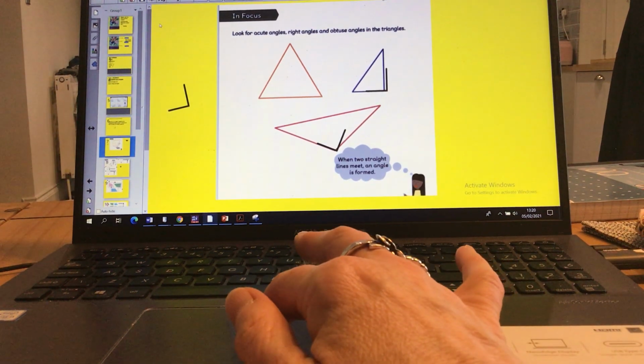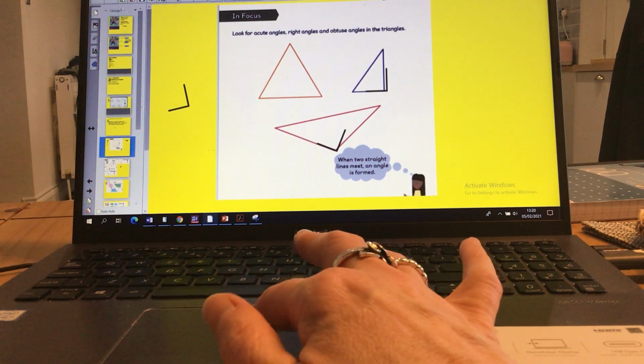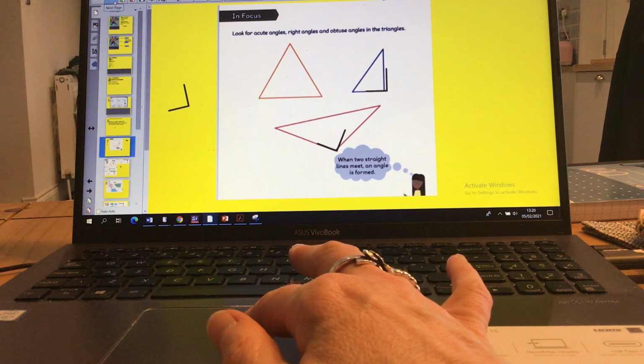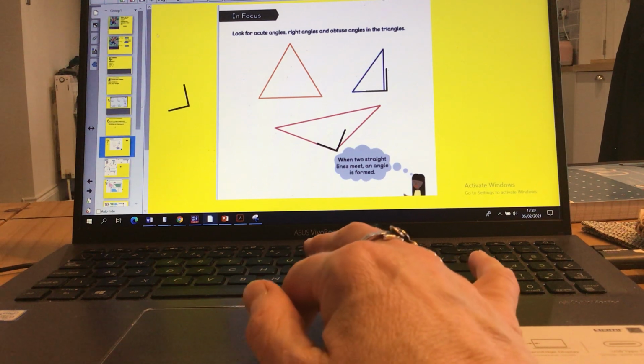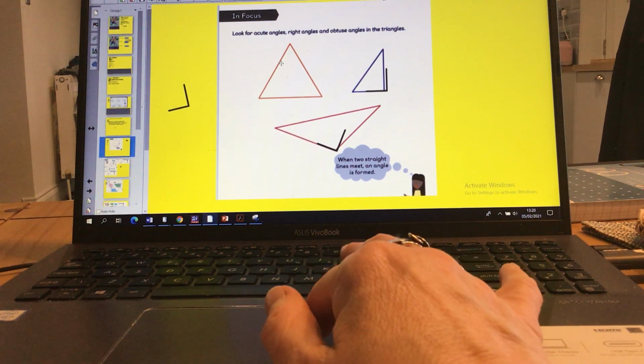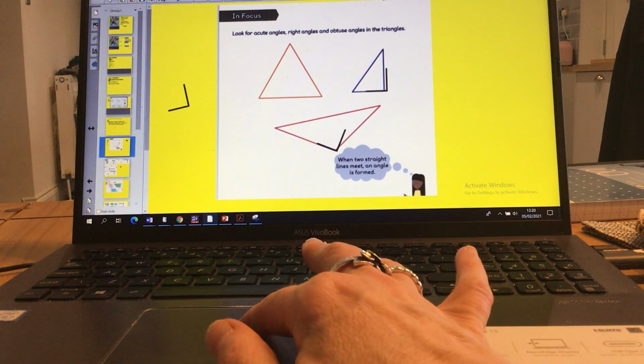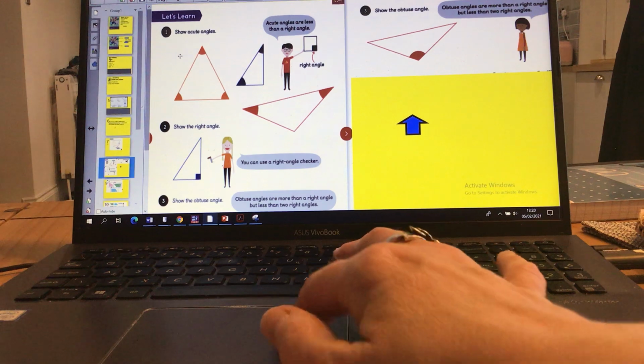So when you use your right angle measurer, you're going to try and fit it inside the shapes that you've got as a task today. And if it fits, it's going to be a right angle. If it looks too small, it's going to be acute. And if it's too big, then it's going to be obtuse. So how are you going to show those angles?